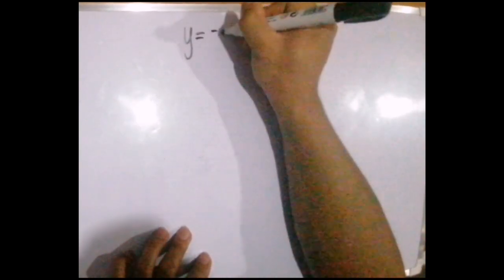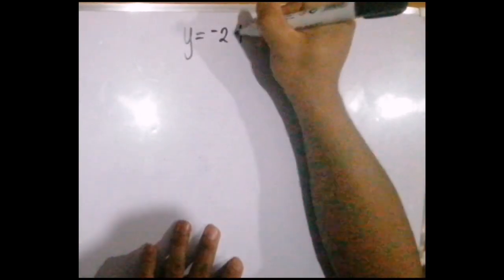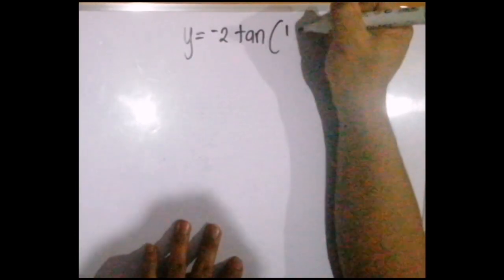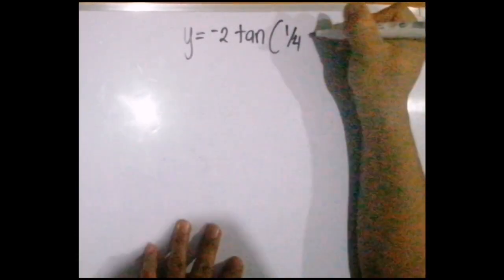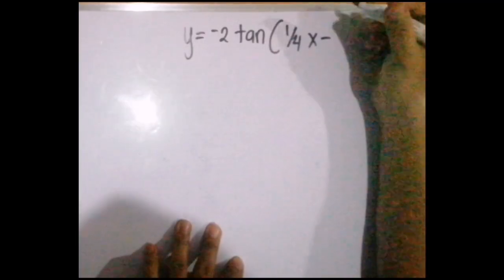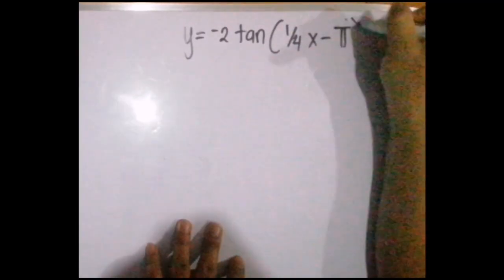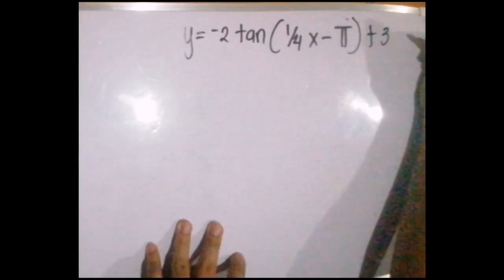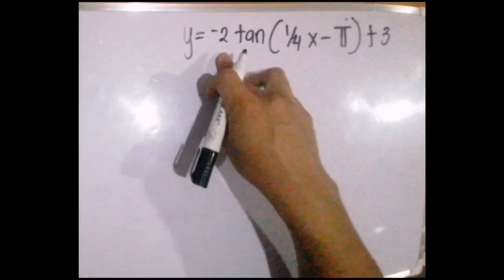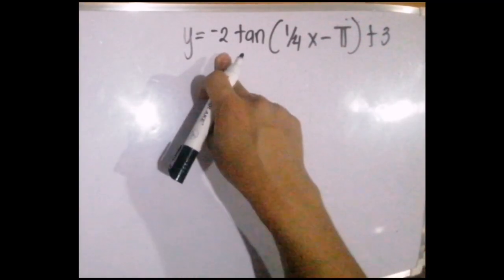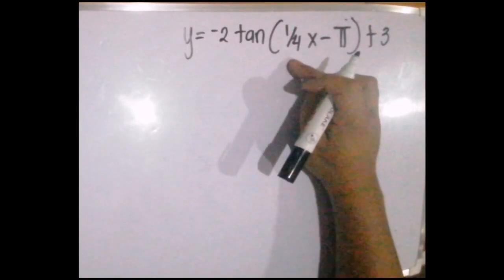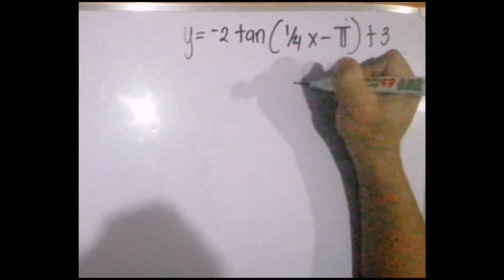y equals negative 2 tan 1/4 x plus 3. So the amplitude here is negative 2. In order for us to get the period, we are going to use this formula.